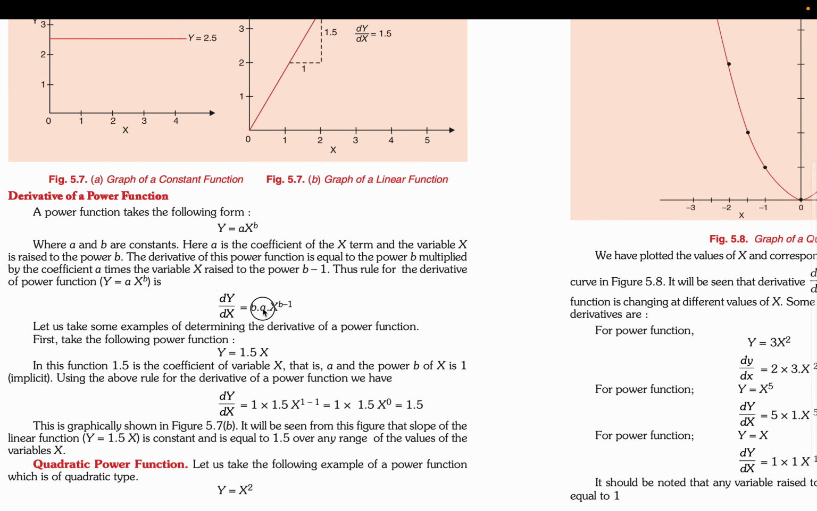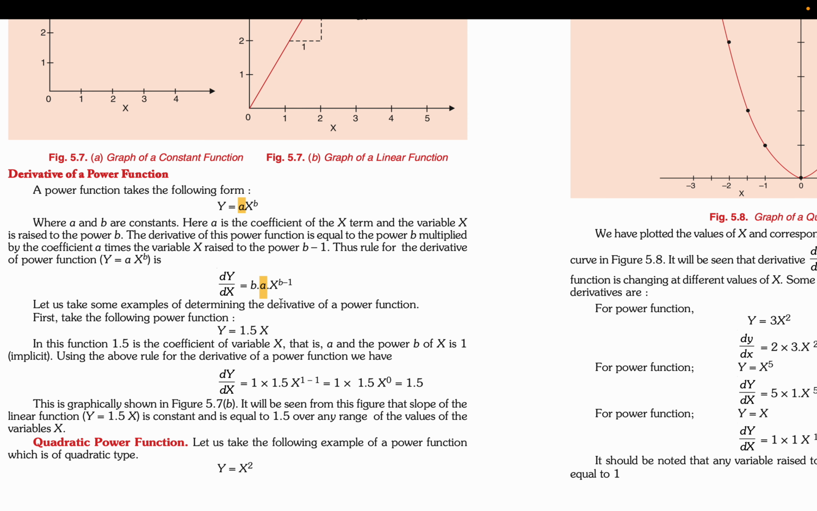So a is going to remain here. Nothing is going to happen to a because it's a constant. Sorry, it's a constant or coefficient of the x term. So in itself, it's a constant. What you do is bring down this b, which is the power of the term x, and you decrease the power by 1. This rule for the derivative of power function is this.